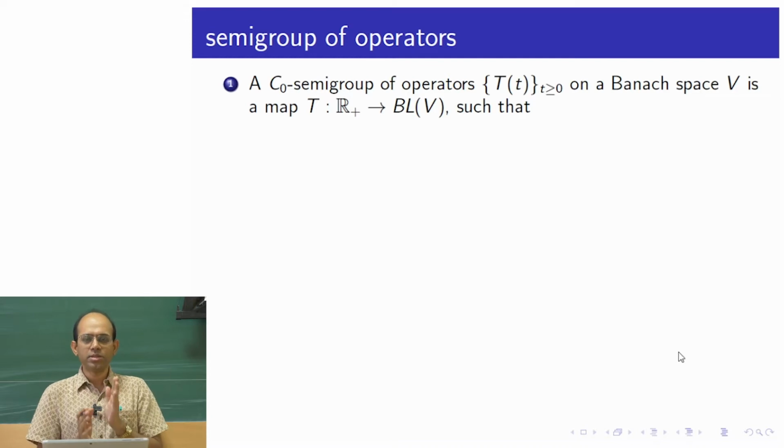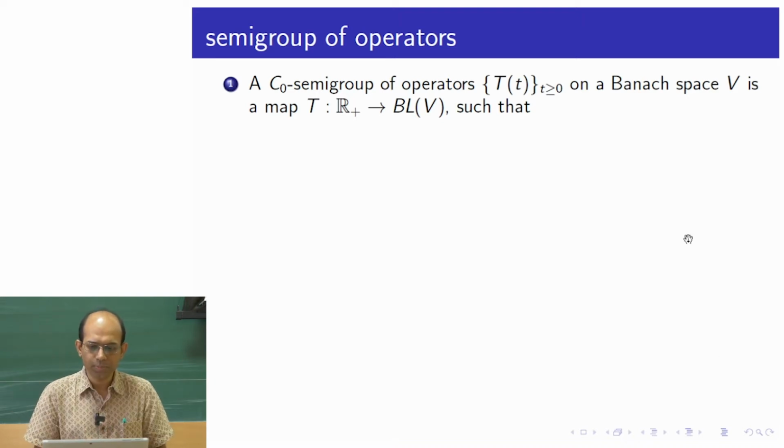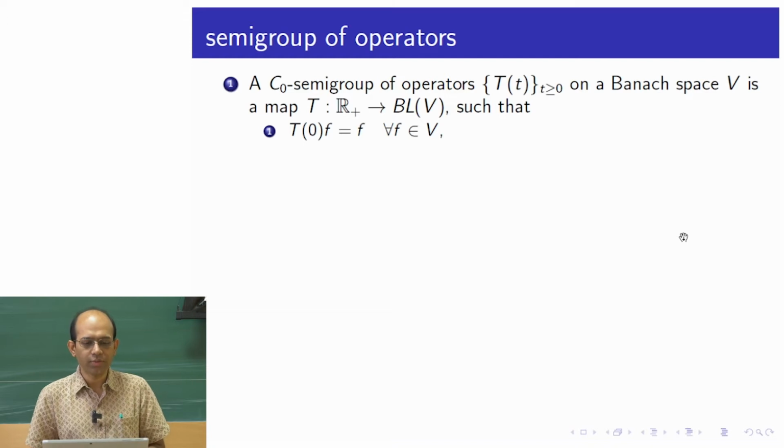That means the collection has one identity operator, of course, the operator I, and with composition operations, they form a semigroup. That means that given two operators, their composition also lies in that same collection, and that composition is associative. So here we start the definition.